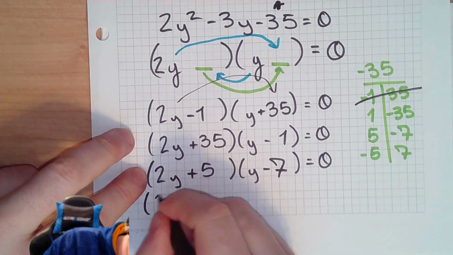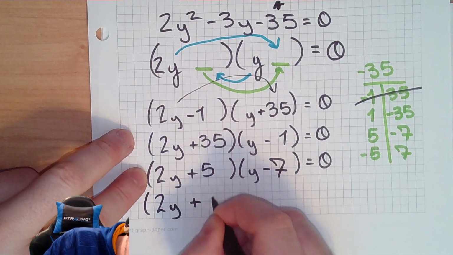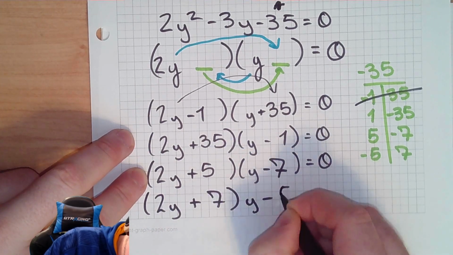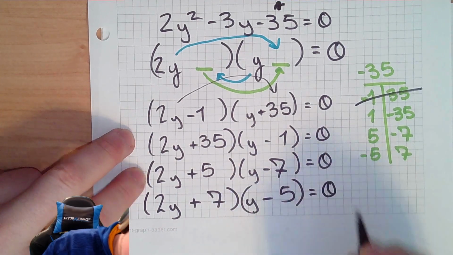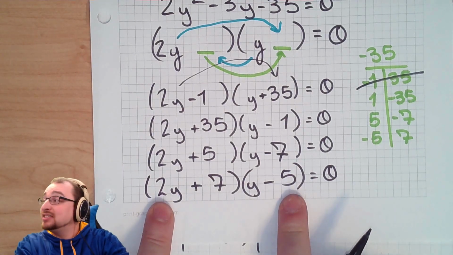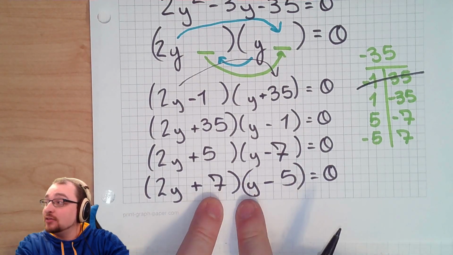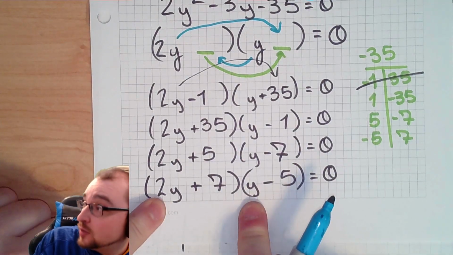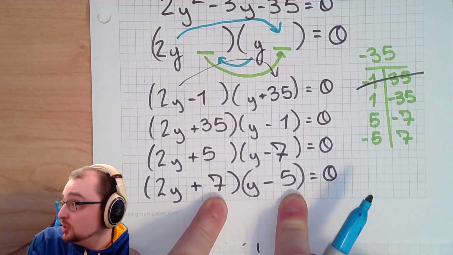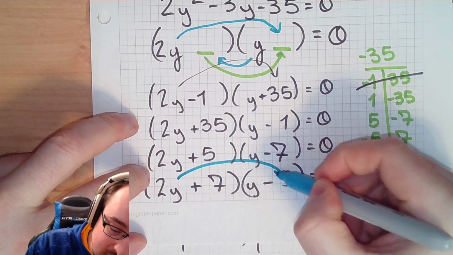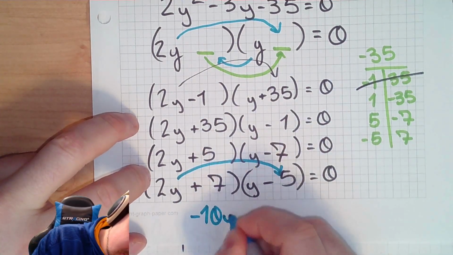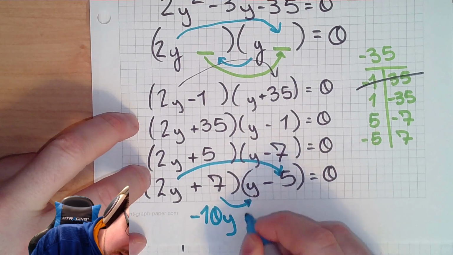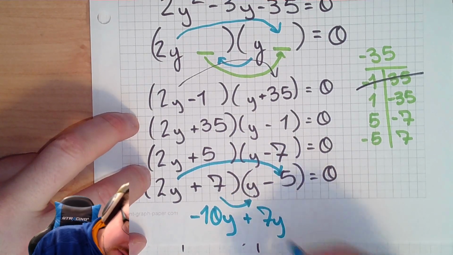If I were to flip those and do positive 7 and minus 5, I'm going to get negative 10 and 7y's. I hope you see that. This and this is still 2y squared. This is still negative 35 when they multiply. But this would double this to get negative 10y's, and this would multiply by 7 to get 7y's.